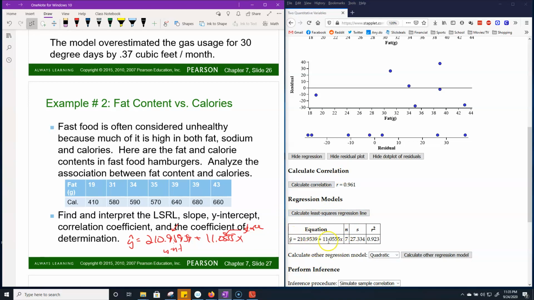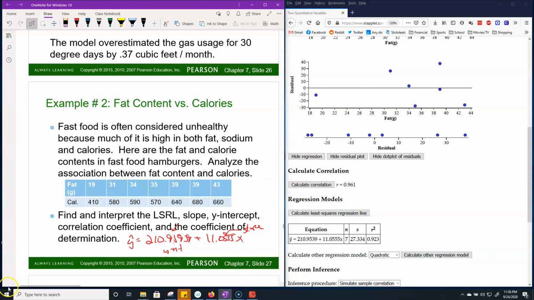So that means that every time you add a gram of fat, an x, every time you add 1 gram of fat, you're adding 11.05 calories. That's what this slope means. 1 gram of fat will be 11.05 calories, because remember, x is the fat and y is the calories. So as long as you know how to read an algebra equation, you should be able to get that one right.